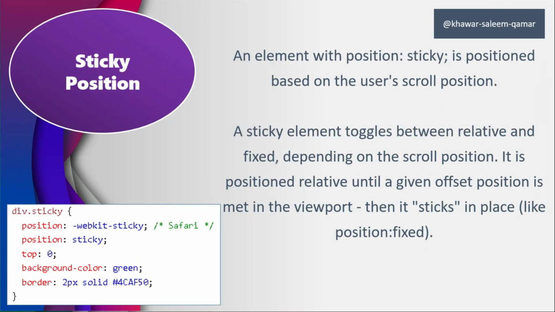So the next one is sticky position. The sticky position just toggles between the relative position and the fixed position, according to the scroll position. It is position relative until a given offset position is met inside the viewport. So the position that we specify, if it is inside our viewport, then it follows the relative position, whereas it then gets sticky or fixed when it is not following that.